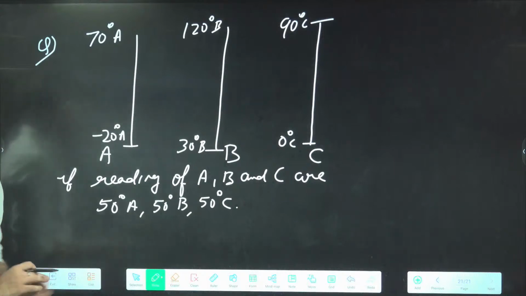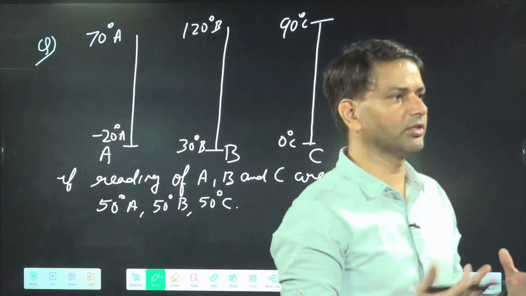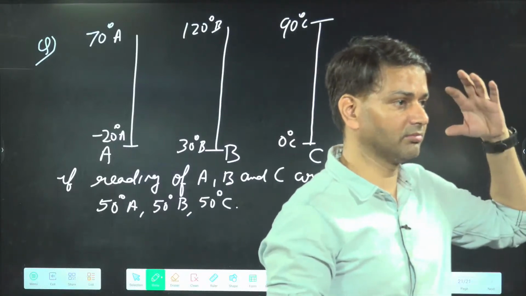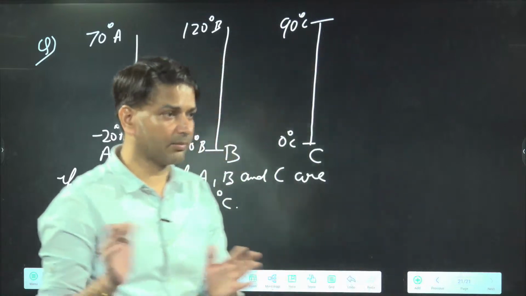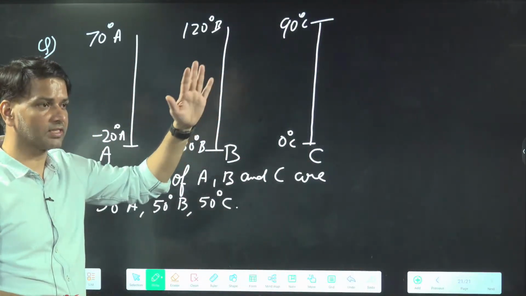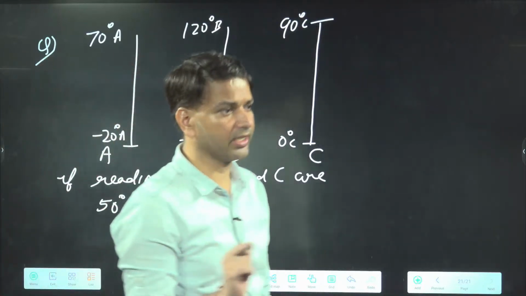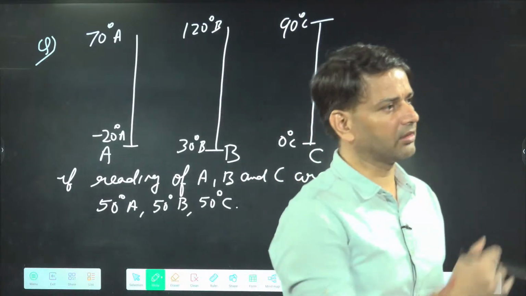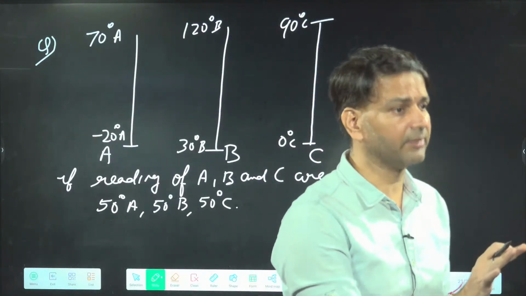Next class I will do this using mathematics, because maybe by using common sense we are unable to get it in that type of exam. But we can get it by using common sense as well as mathematics. So the calculation we will do in the next class. Here I am asking, all are showing 50, 50, 50. Their ice point and steam point are different, so they will not be at the same temperature.